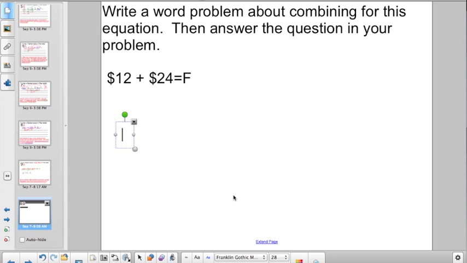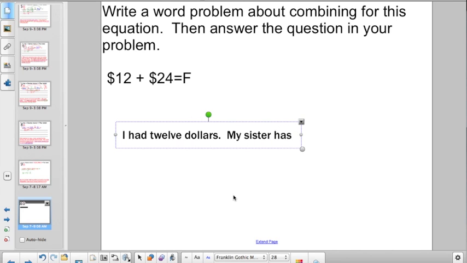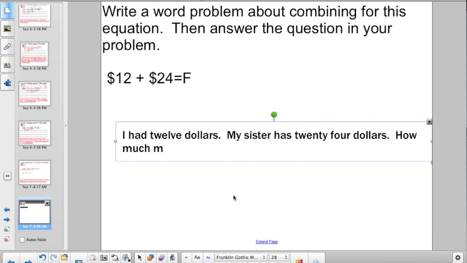So, make up a story like, I had $12. My sister has $24. How much money do we have together? Make sure it ends in a question. And then it says, answer the question. I won't insist that you show your algebraic steps here, but you better have the right answer. We have $36 total.